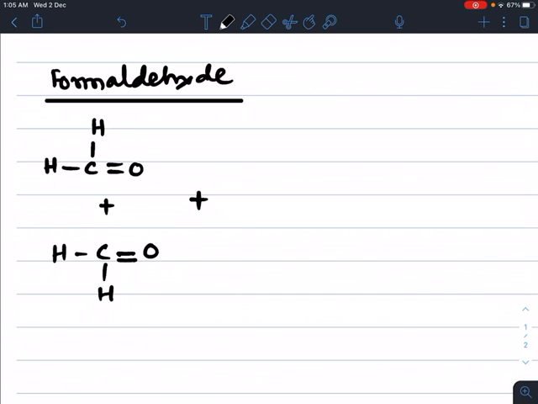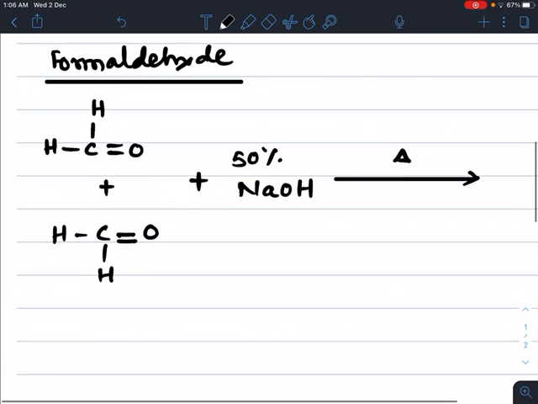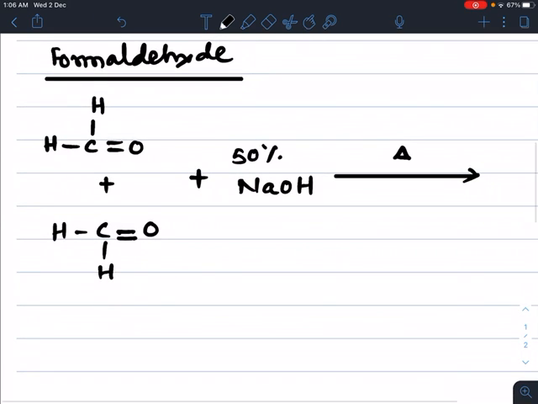These two molecules of formaldehyde are treated with concentrated alkali like NaOH or KOH, so we can write either 50% NaOH or concentrated NaOH, and the mixture is heated, we get the Cannizzaro reaction product. This reaction is also called a disproportionation reaction because one molecule of formaldehyde undergoes reduction and the other molecule undergoes oxidation.